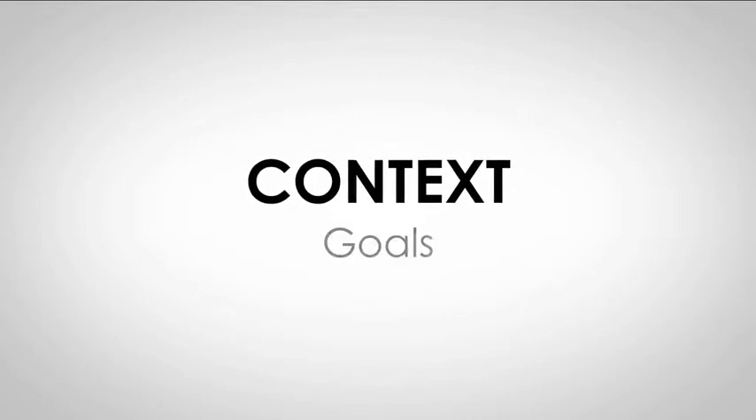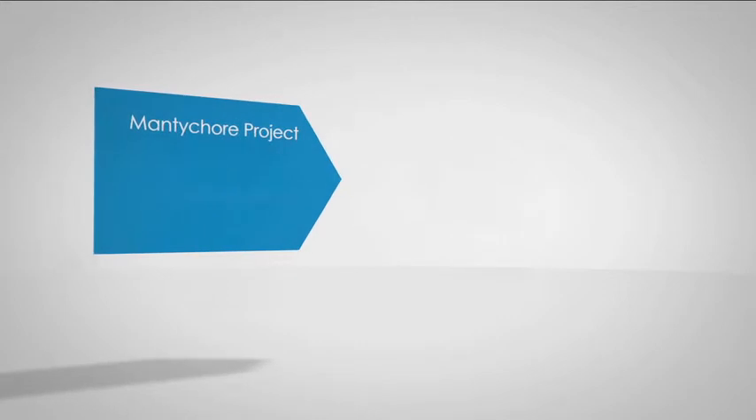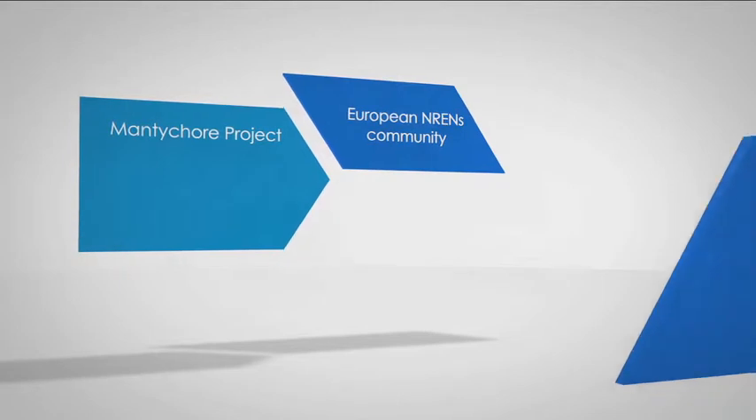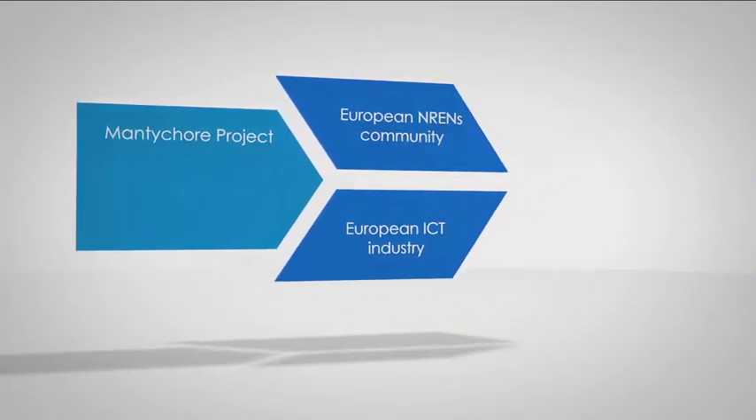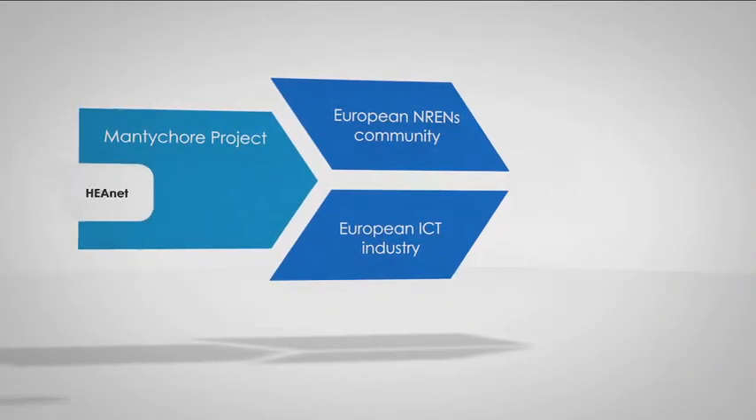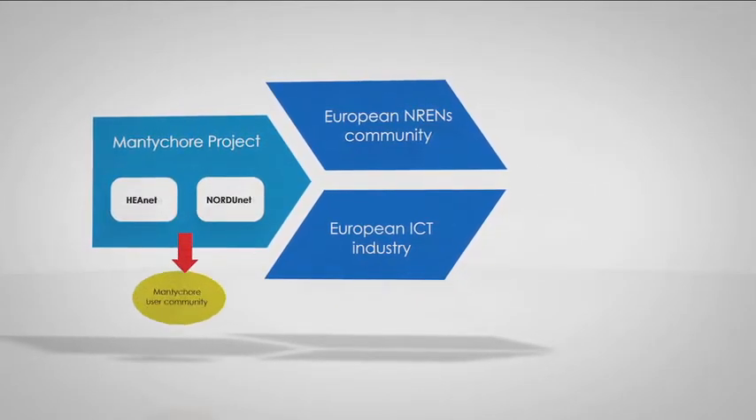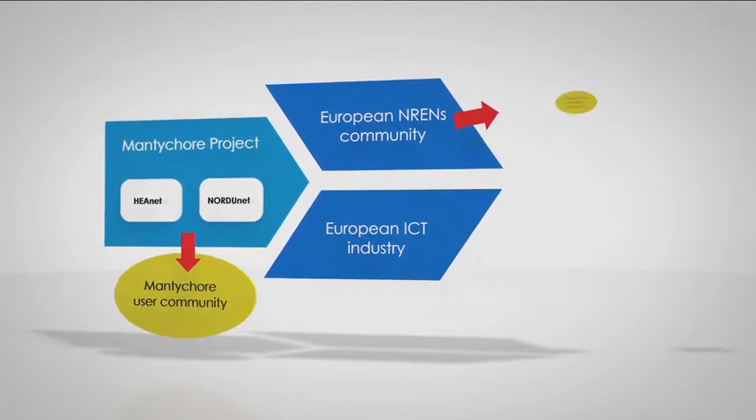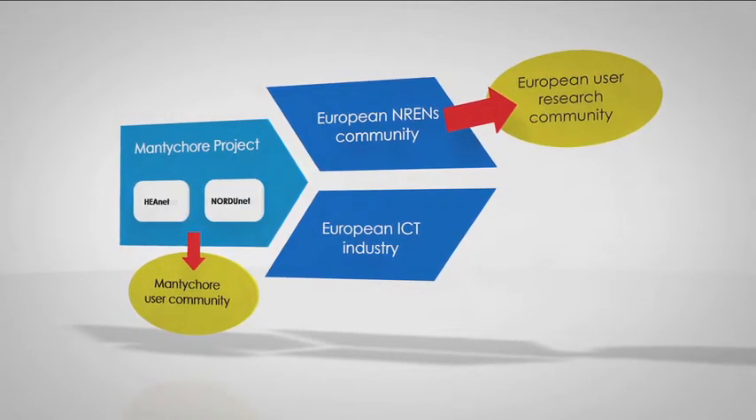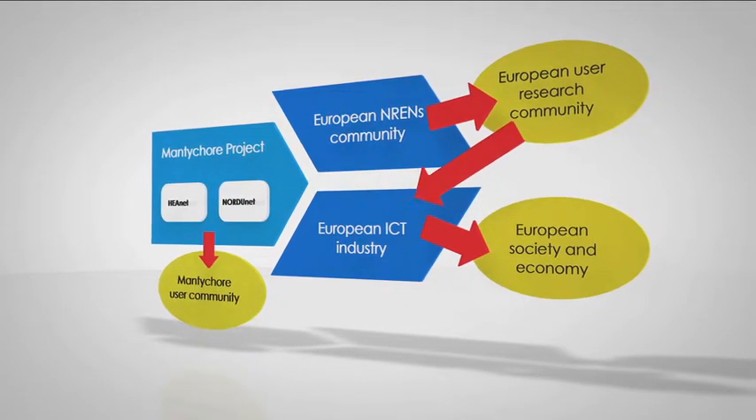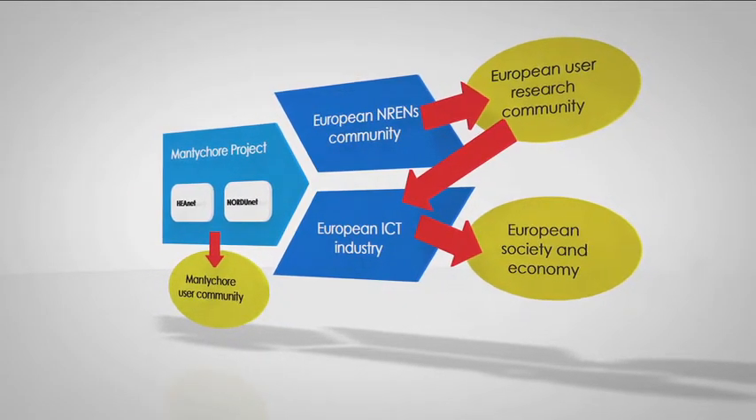Context: goals. The main objective of the Mantychore FP7 project is to allow NRENs to provide an IP network service to the research communities they serve. HEANet and Nordunet will deploy and operate it as a pre-operational service. Mantychore FP7 tools that enable the NRENs to manage and operate the IP network service will be deployed individually over the infrastructure of each NREN.